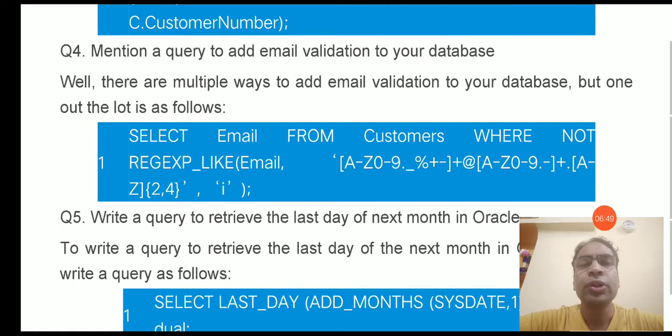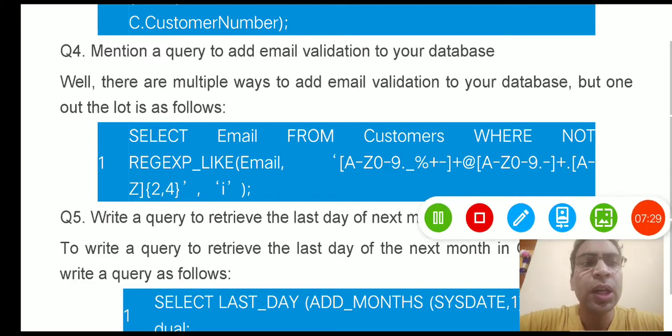Let's talk about the next question. Mention a query to add email validation to your database. If you are using an email column and you want to fetch some specific emails which are inside your table, you can apply the email validation. We know how a regular email looks: we have the domain name first, then the symbol @, then something like gmail or yahoo.com, so we have a dot also. So we need to use a regular expression for such a purpose. In that case we will be using the email validation with the help of the regular expression.